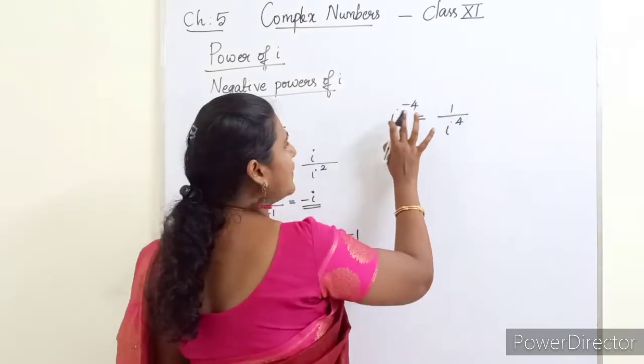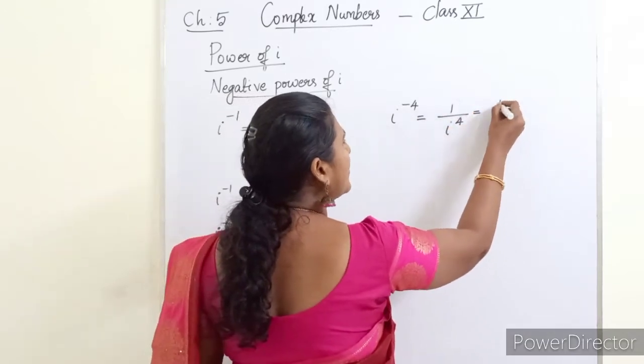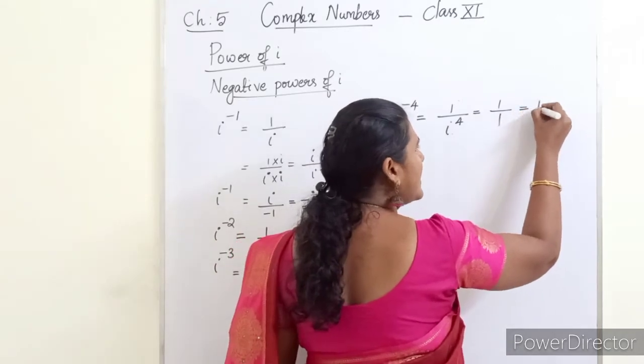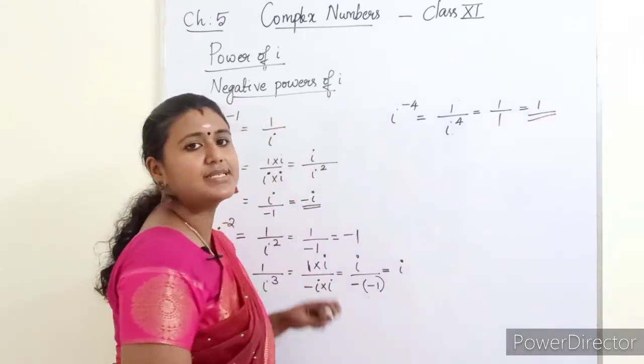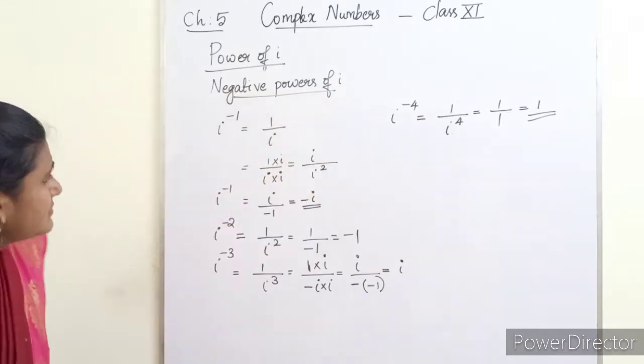i power minus 4 we will calculate. i power minus 4 equal to 1 by i power 4. i power 4 value is 1. So i power minus 4 is also 1. So this is how you have to find the negative powers of i.